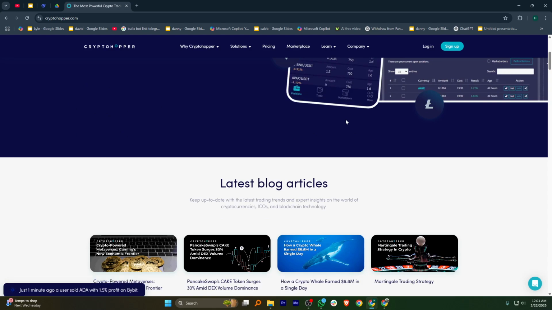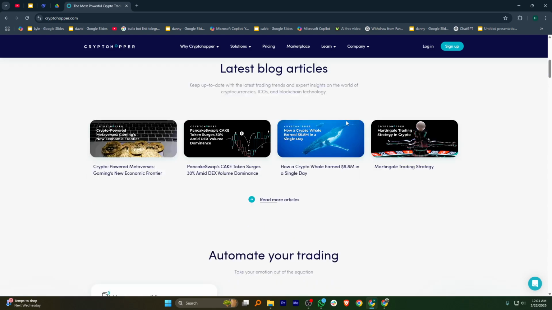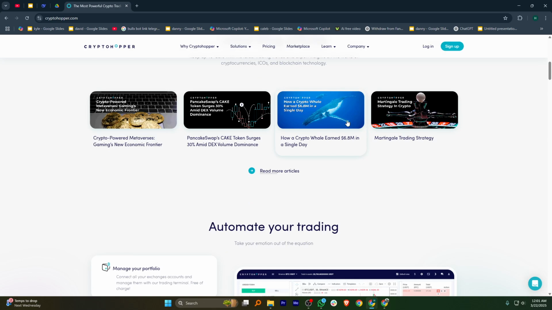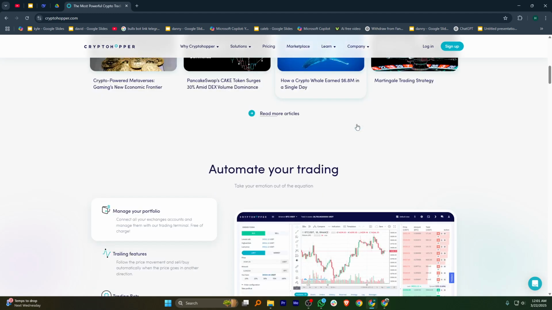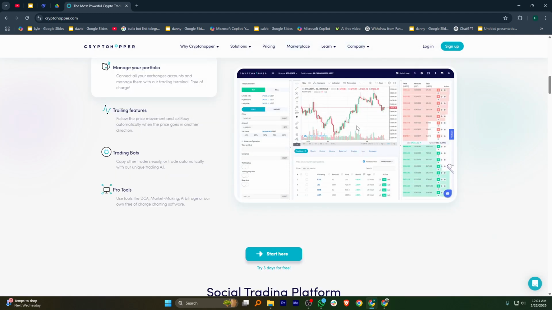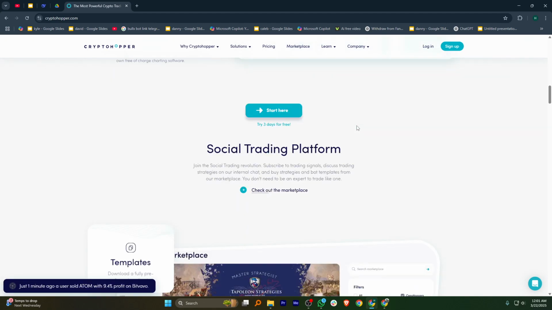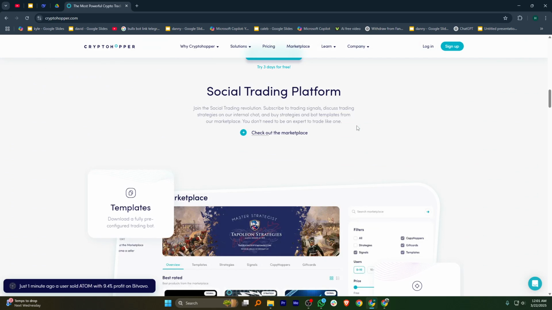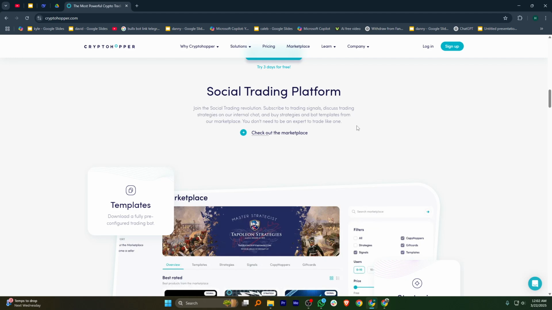Now, configure the bot settings, such as trade pairs, trading amounts, and risk management parameters like stop loss and take profit. Activate the bot, and it will start executing trades according to your settings. Finally, monitor its performance on the dashboard and make adjustments as needed. Cryptohopper will manage your trades 24/7.